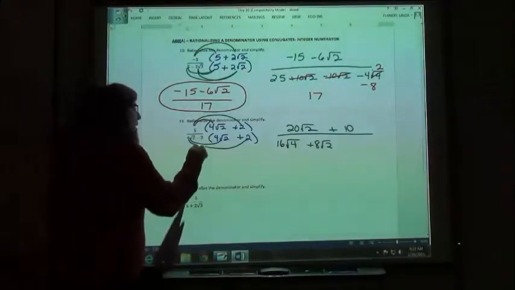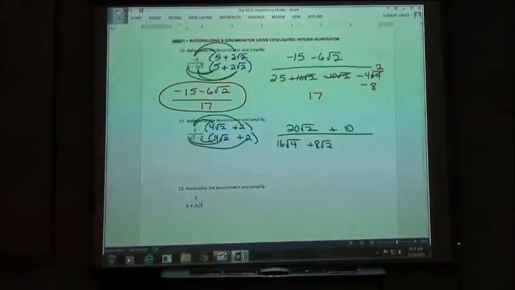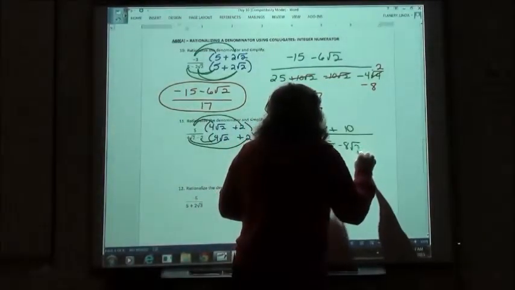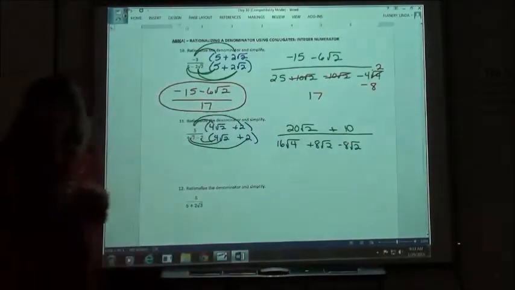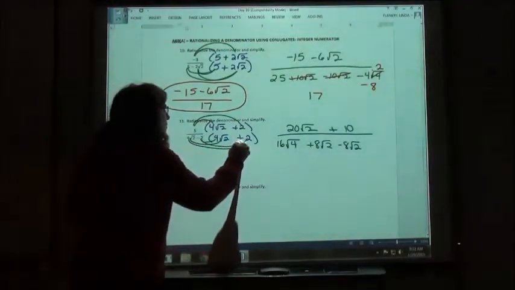Then we got to do the inside. The inside says take negative 2 times 4 square root of 2. That's going to be negative 8 square root of 2, right? Yeah. And then the last two, negative 2 times a positive 2.